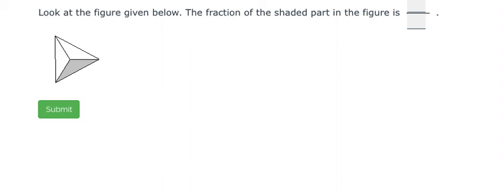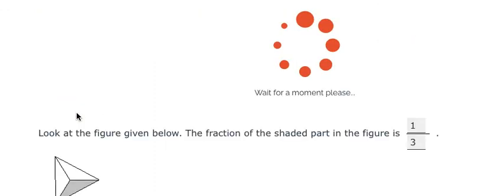Look at the figure given below. The fraction of the shaded part in the figure is. So there are 3 parts and one is shaded.